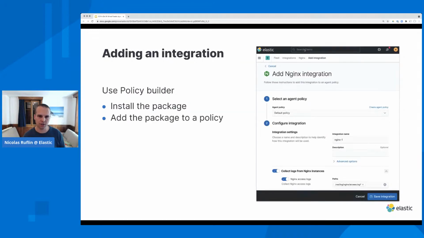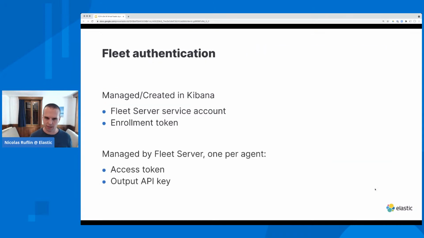Adding an integration, you can use the policy builder. It tells you to give a name, enable the integration you need, and as soon as you hit save here on the bottom right, it's actually going to install the assets and deploy it to your agents.